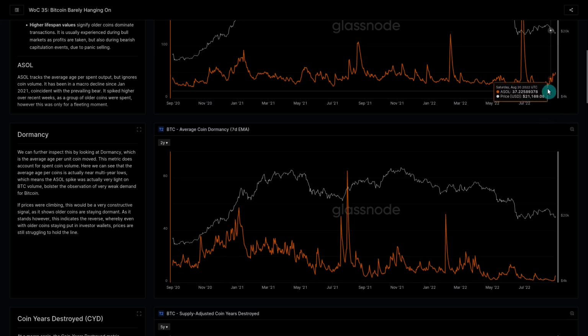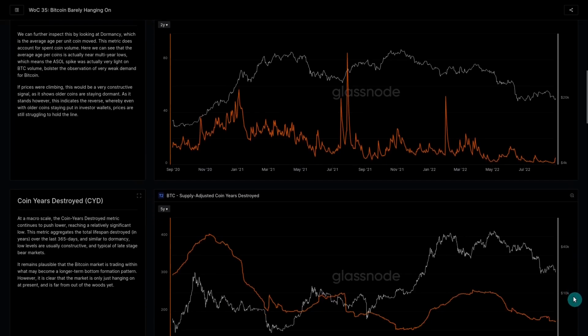If we got an uptick in ASOL and a very significant uptick in dormancy, or coin days destroyed, which is very similar, if you saw an uptick in all of those metrics, now you start talking about a significant flush out. So it's showing you how we can use different components of this lifespan concept to explore this particular model. And what we're seeing here is that there was a little bit of spending, but it's not a widespread loss of conviction based on these metrics.